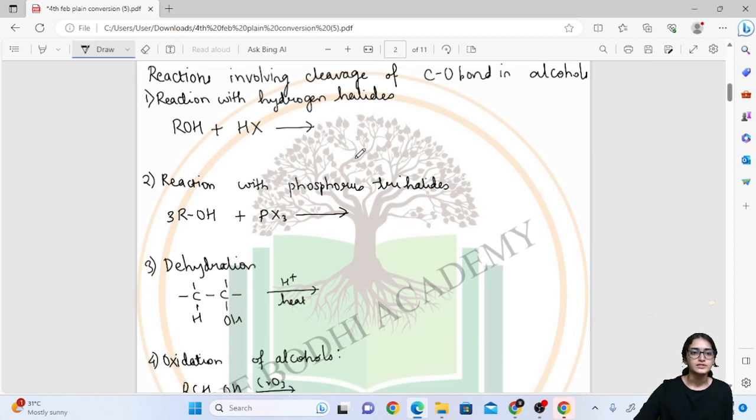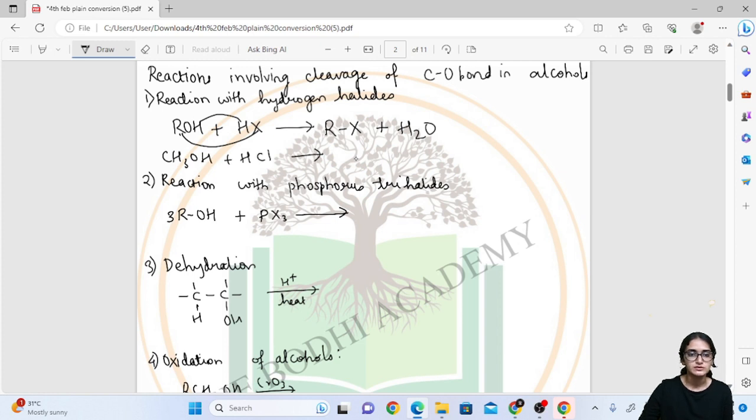So the first reaction here is the reaction of alcohols with hydrogen halides. When you react an alcohol with a hydrogen halide, this reaction we have already seen in our previous chapter, haloalkanes and haloarenes. So we will get alkyl halide plus water. The alkyl group combines with the halogen and hydrogen combines with the OH group, and we get the respective products. If we take an example, we will take CH3OH plus HCl.